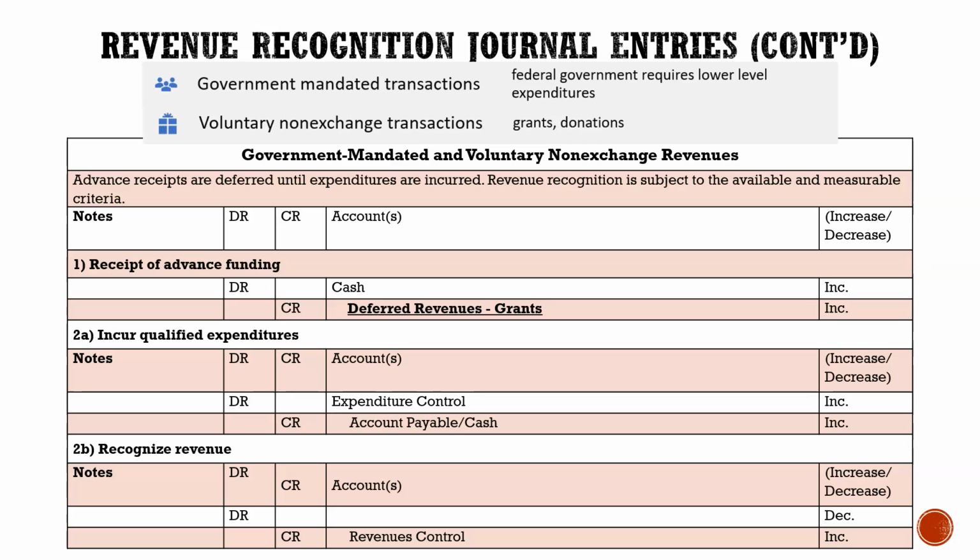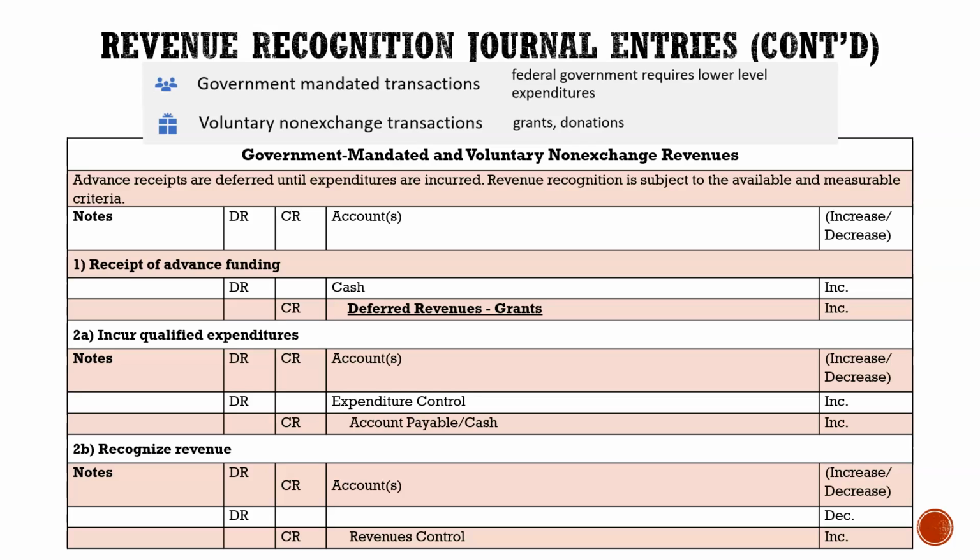You haven't actually spent that cash yet. You haven't incurred any expenditure yet, so you need to defer that revenue. You cannot recognize it yet. So next, in the first part of the second journal entry, you actually incur the qualified expense. Say we bought a camera, which is a qualified expense under the SOFAC policies, so we are now able to debit the expenditure and credit cash. This again is a very simple expense journal entry. Debit expense, credit cash, increase the expense, decrease your cash. So that's the first part of your second journal entry.